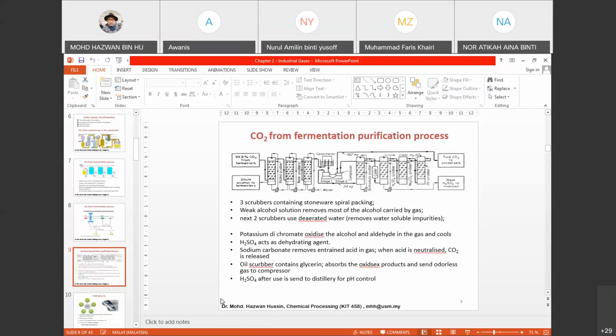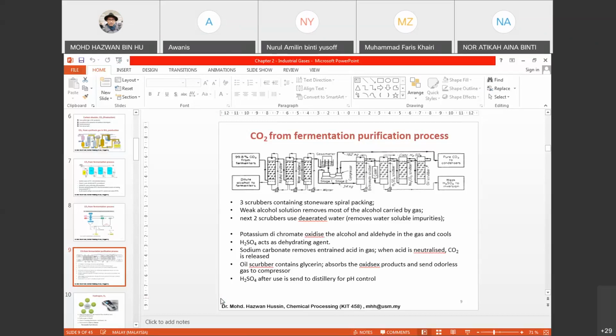or sometimes known as a dichromate scrubber, whose function is basically to oxidize the alcohol and aldehyde contained in the CO2 mixture. Next, it will go into a cooler. It will be chilled and then go into an acid scrubber, or sulfuric acid scrubber. The sulfuric acid scrubber functions as a dehydrating agent, right? After that, it goes into the sodium carbonate scrubber to remove the entrained acid in the gas. And when the gas has been neutralized, the CO2 will be released.